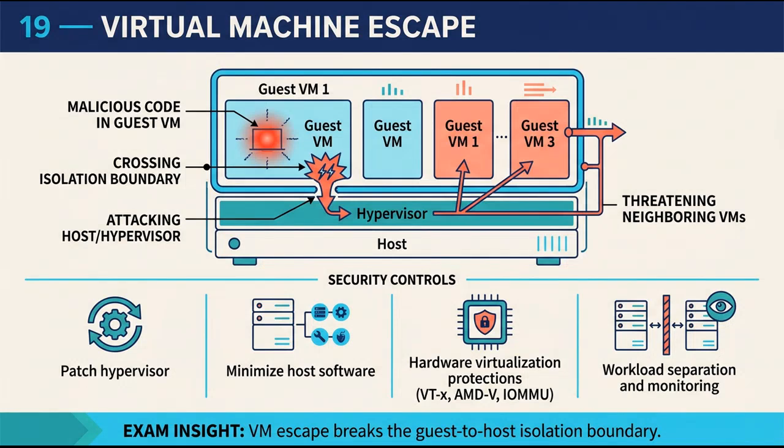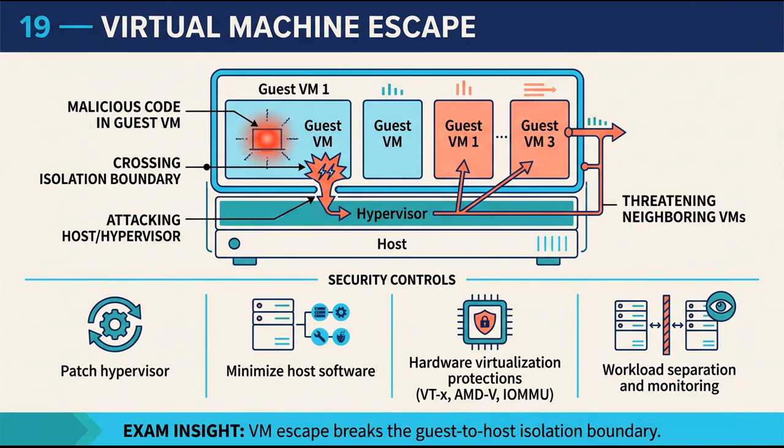Virtual machine escape occurs when code inside a guest crosses the intended isolation boundary and gains access to the hypervisor, host, or resources outside that virtual machine. From there, an attacker may threaten neighboring guests or the virtualization platform. Escape vulnerabilities are especially serious because tenants and workloads rely on the hypervisor to enforce separation.